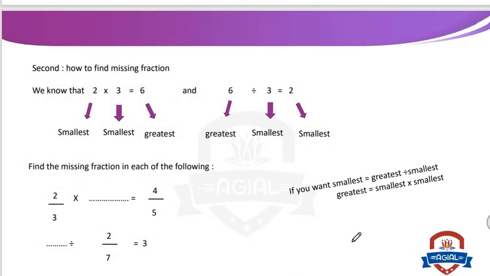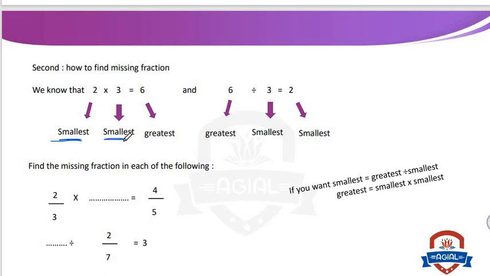Okay, second, how to find the missing fraction. We know that 2 multiplied by 3 equals what? 6. The smallest number 2 times the smallest number 3 equals 6, and 6 is the greatest number. Or, if you want to start with 6 as the greatest number, 6 divided by 3 equals 2. The greatest number 6 divided by the smallest number 3 equals the smallest number.